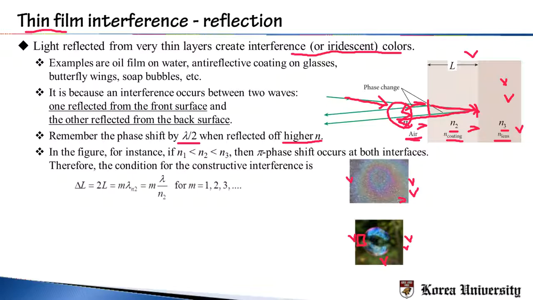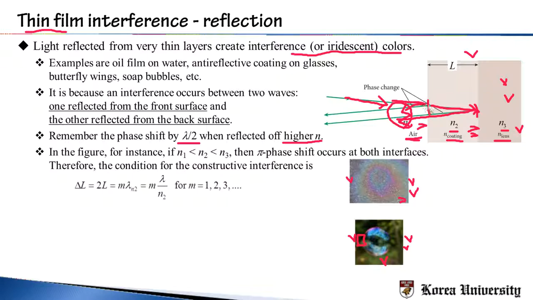Then there will also be a pi shift from the inner surface of the thin film, so in this case there will be a pi shift for both reflections, so therefore eventually their effect will cancel each other. So we don't have to consider the pi shift in this case, and the only thing we have to consider is the total path difference.